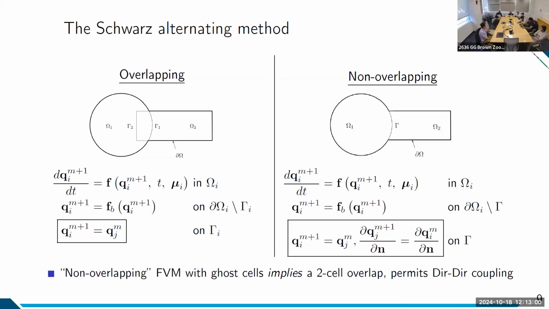Okay. Yeah. So here you say in the overlapping case, we apply a Dirichlet boundary condition on gamma 2 and gamma 1, right? Correct. But what about the interior nodes where there's an overlap? What happens then? Those are just redundant calculations, effectively.